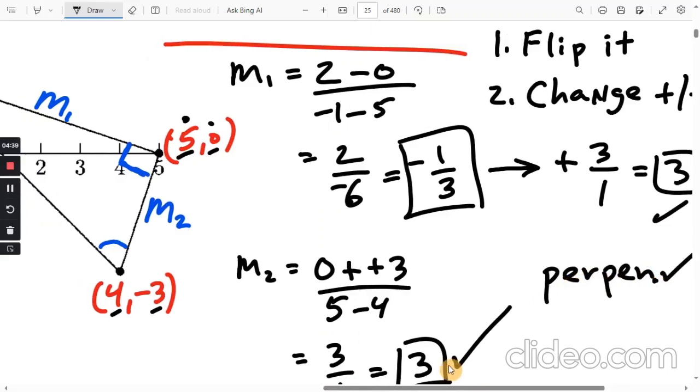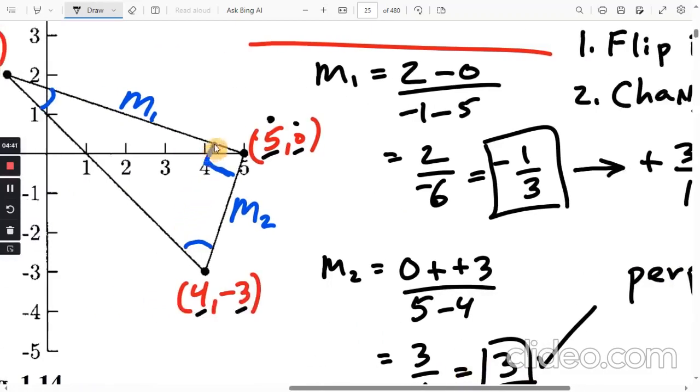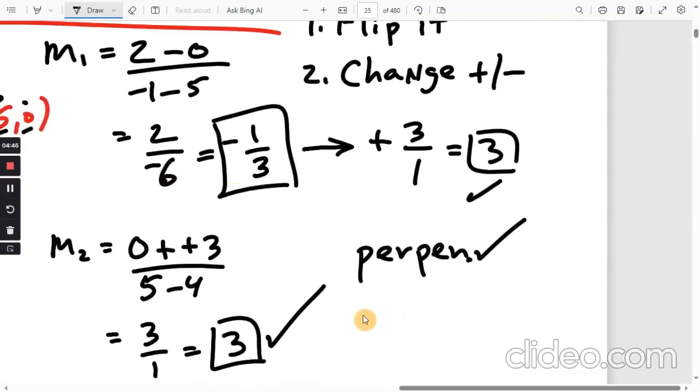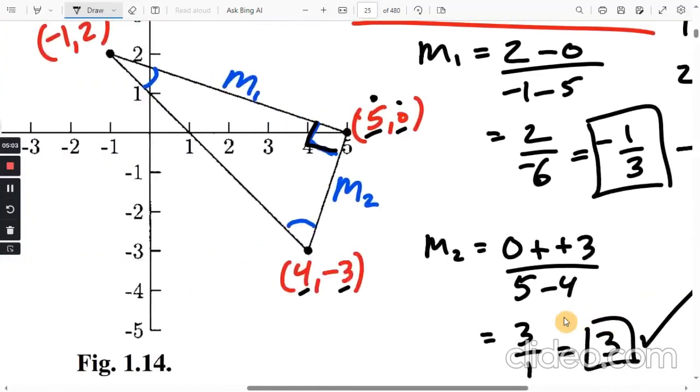All right, so perpendicular lines, they make a right angle with each other. So that proves it's a right triangle. Okay, the answer is yes, it's a right triangle. Remember, a right angle is 90 degrees. A right triangle has 1 right angle. And perpendicular lines make right angles. So that's it.